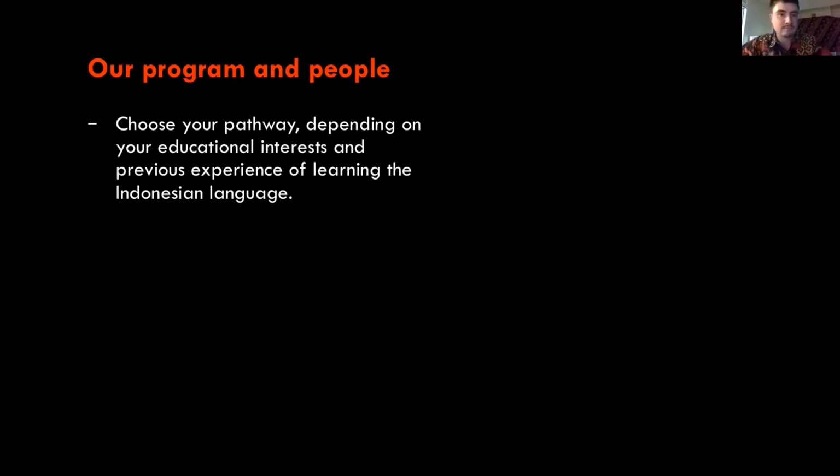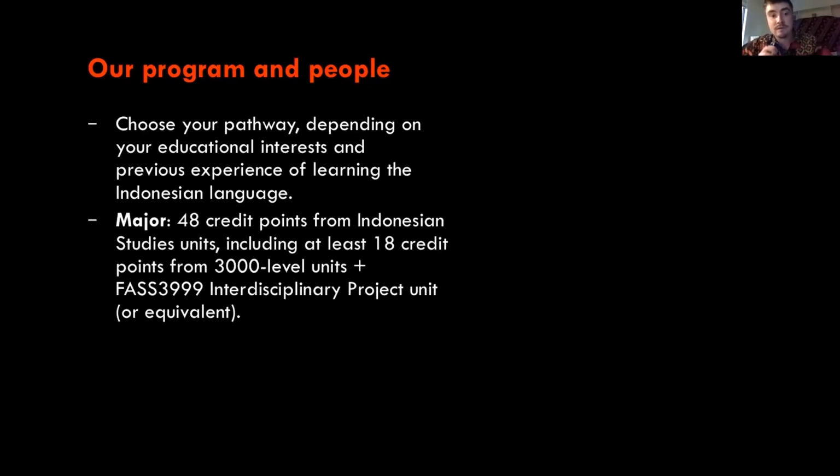that you can apply in your careers. So you might want to take a major in Indonesian studies, which would mean 48 credit points. Each unit of study is a 6 credit point block. So you could take 48 credit points, and this would mean that you're seen as having a very high degree of proficiency in Indonesian.